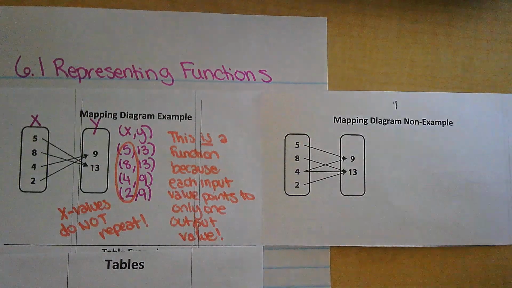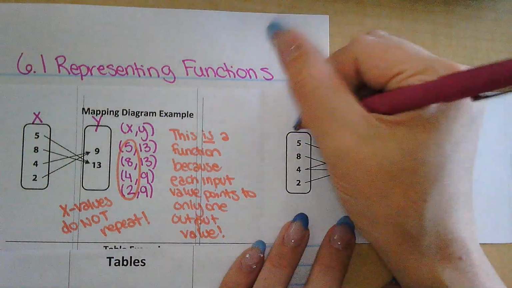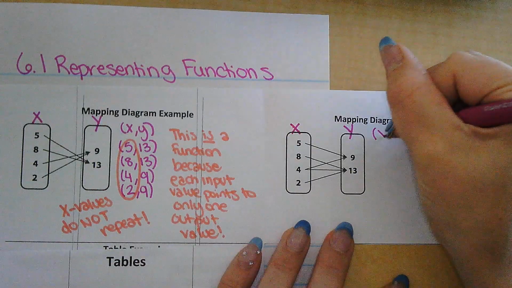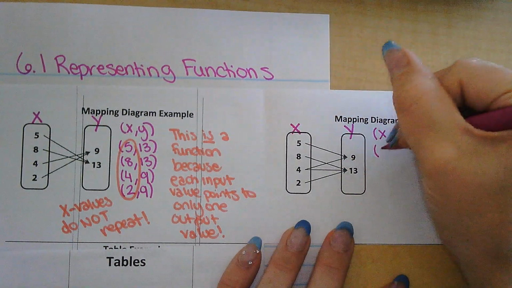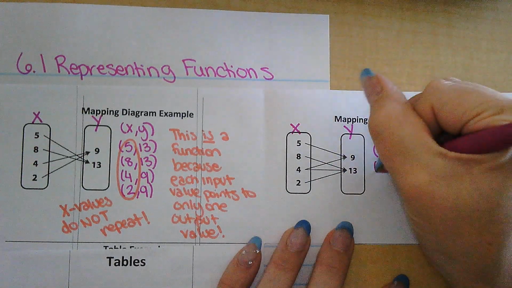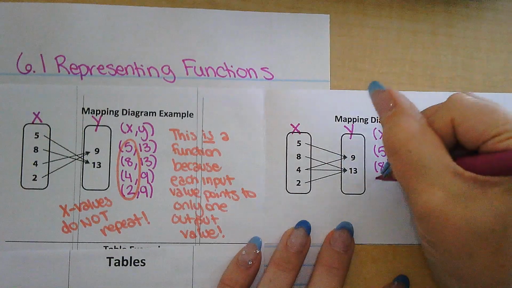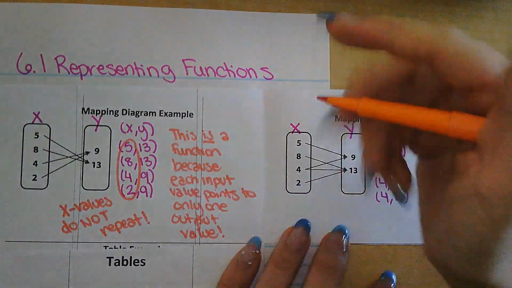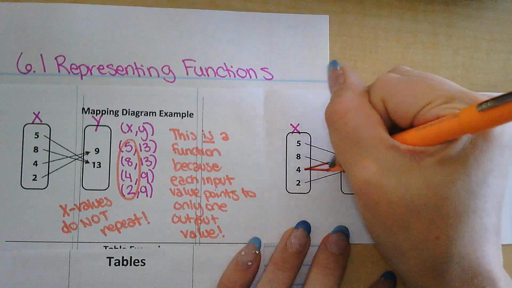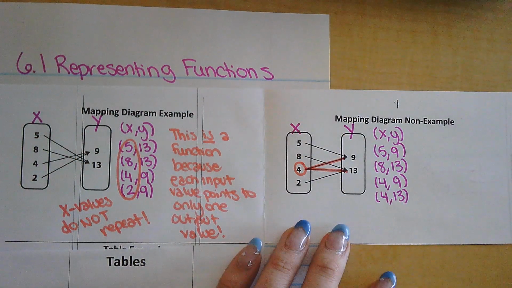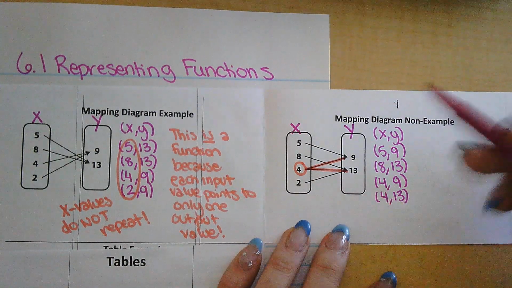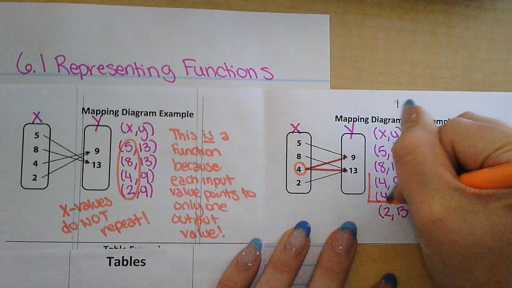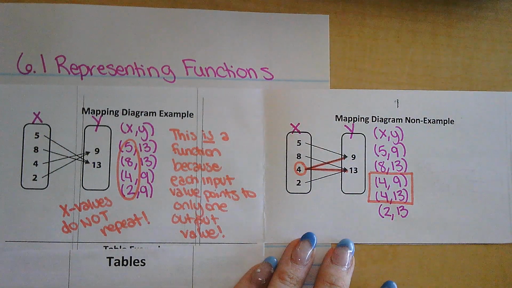Now looking at a non-example, this is going to not represent a function. Once again, I'll label these x and y, and we'll look at our points that were given here. So 5 maps to 9 in this example, 8 maps to 13, 4 maps to 9, and 4 maps to 13. I would highlight these arrows because that right there is going to be your indication that this is not a function. And lastly, we have 2 mapping to 13. So unlike the other example, when I look at these points, there is a place where the x value repeats.